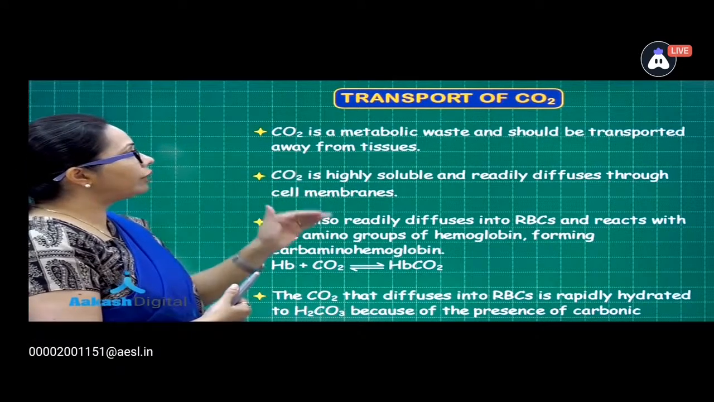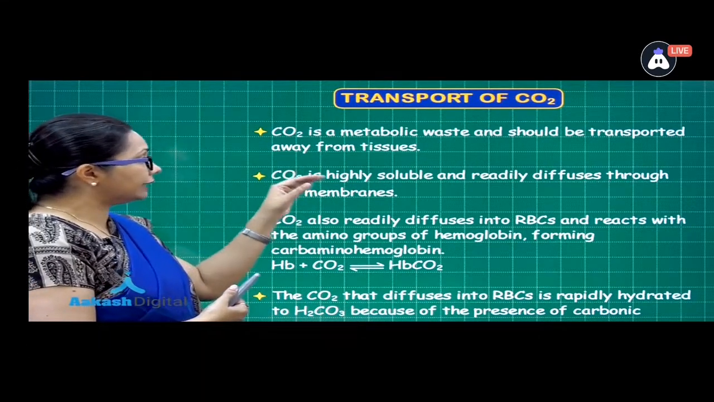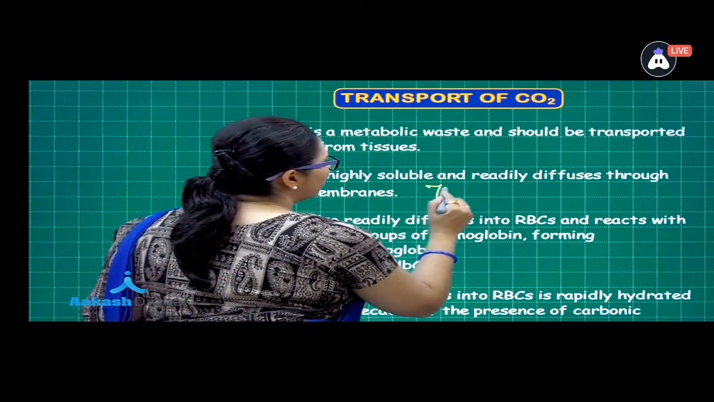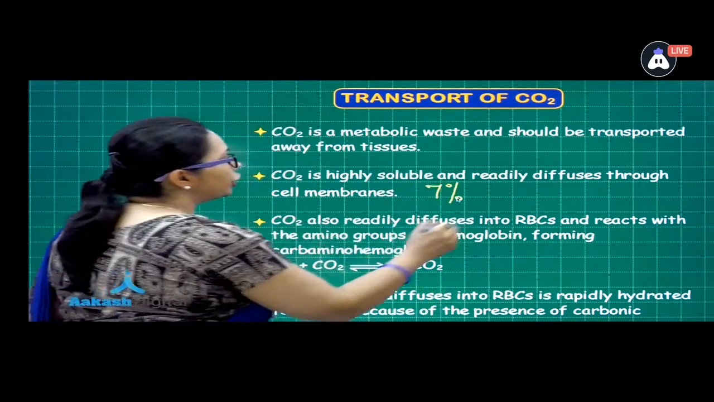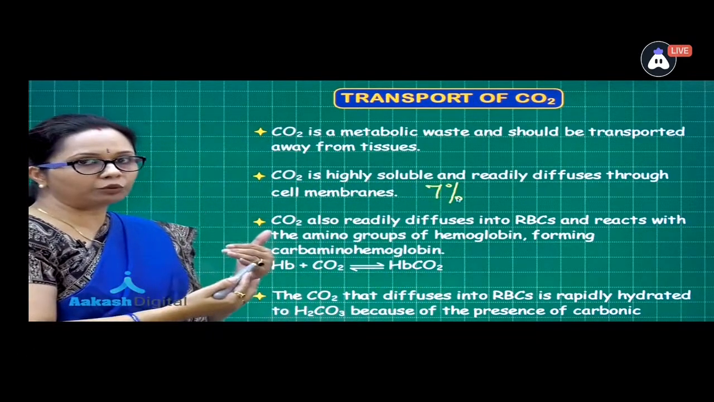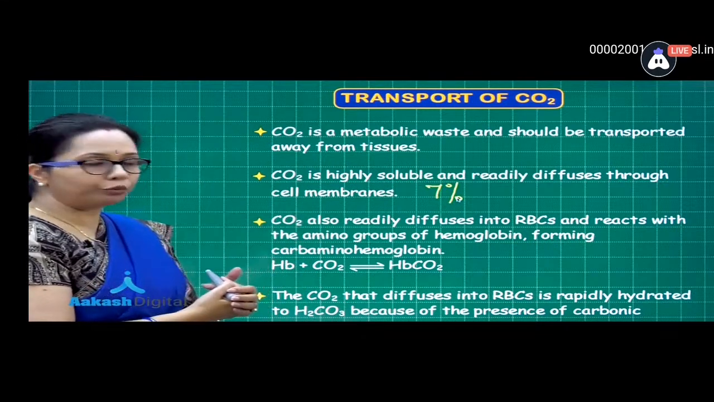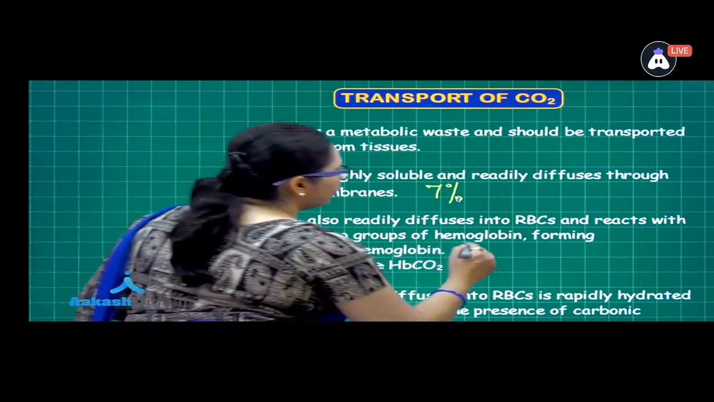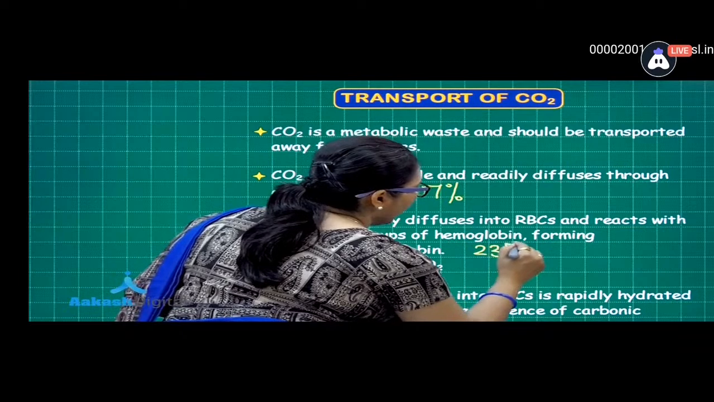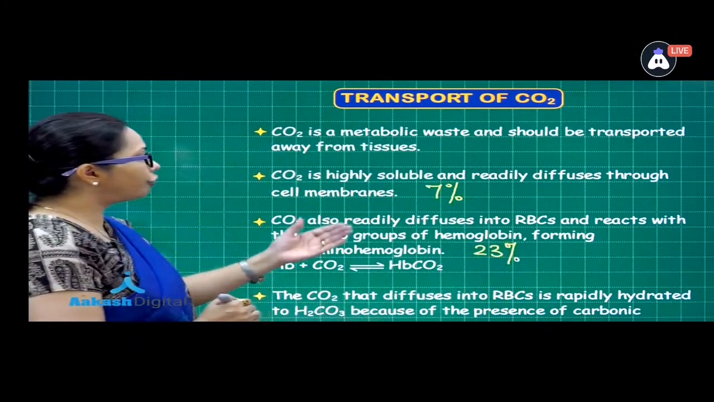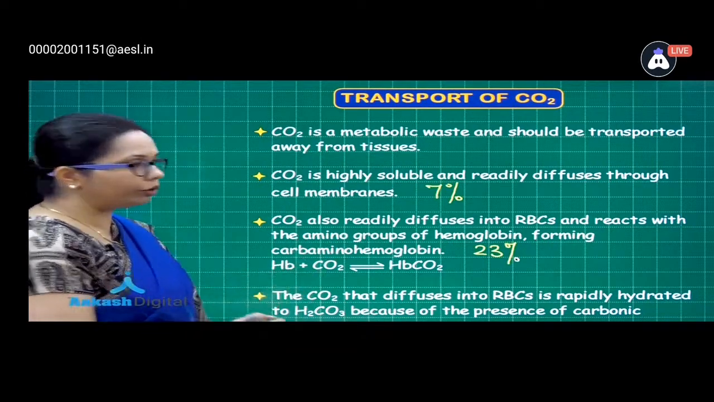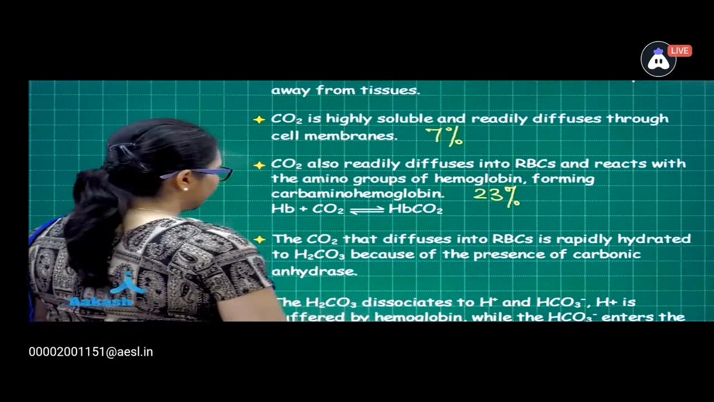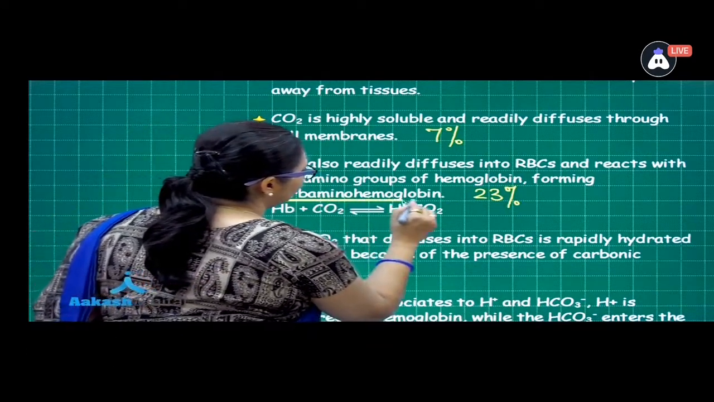So the way in which carbon dioxide is transported, since its solubility is more than that of oxygen, 7% of carbon dioxide is going to be transported in the dissolved state. So it is going to dissolve in the plasma water and the tissue fluid, and that is how it is going to be transported. 23% of it is going to combine with hemoglobin, and this is going to form a compound called carbaminohemoglobin. So 23% of the carbon dioxide is going to be transported in this form.